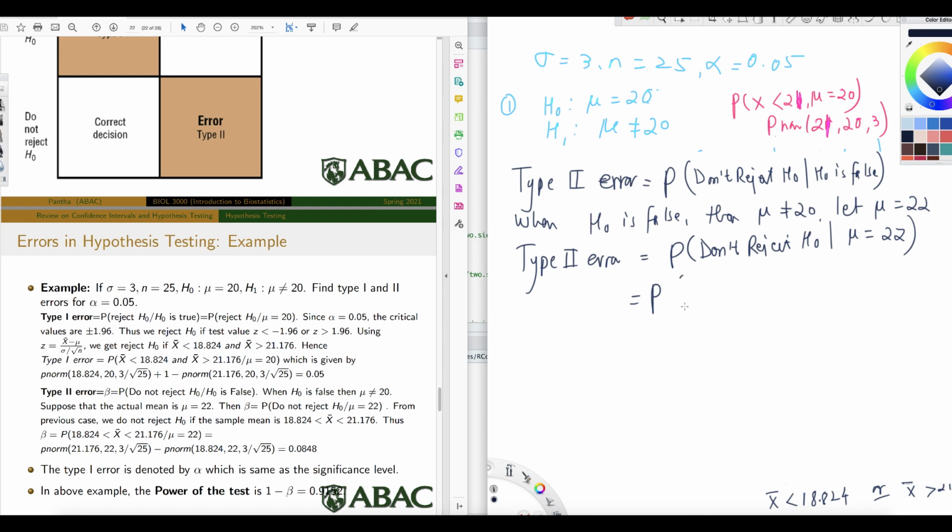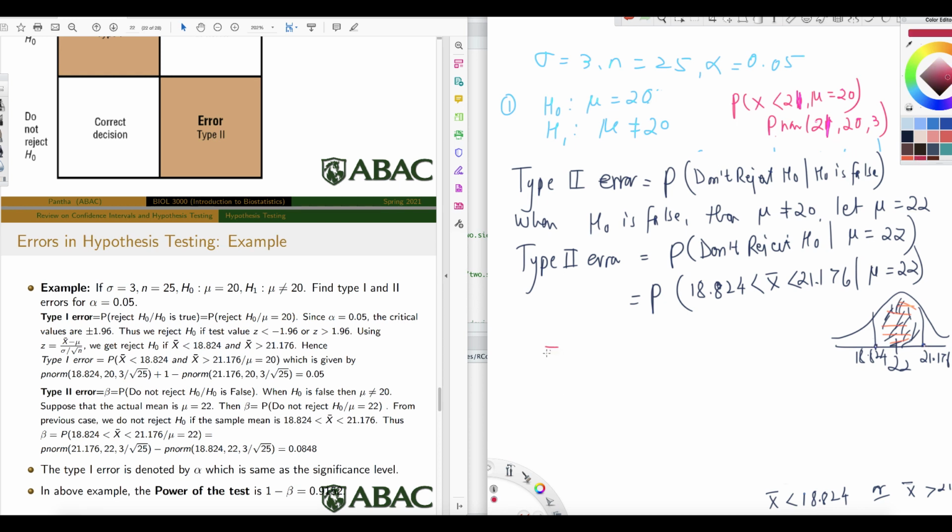That means you can write the probability that 18.824 is less than x bar is less than 21.176, given that mu is equal to 22. Now to find this probability, again, you can use p norm, or you can change this to G and find that. Either way you will use the p norm, but you can do it directly. How do I do that? You're trying to find the area between 18.824 and 21.176 where the mean is 22, right? So 18 may be somewhere here, 21 may be somewhere here. You're trying to find that area. If you use the p norm, it will find all the area to the left, but to find the middle area, you should do p norm of that minus p norm of that, right? So that's what I'm going to do here.